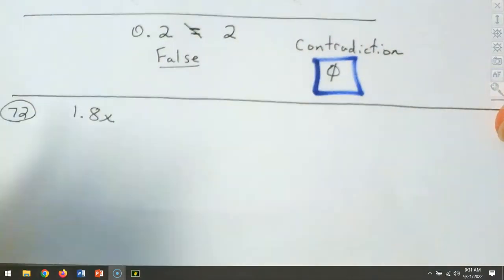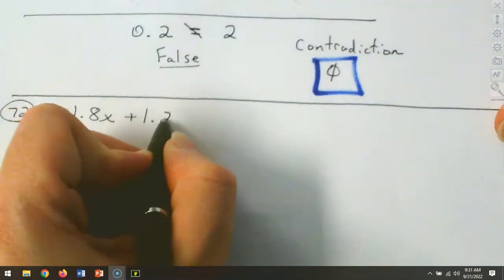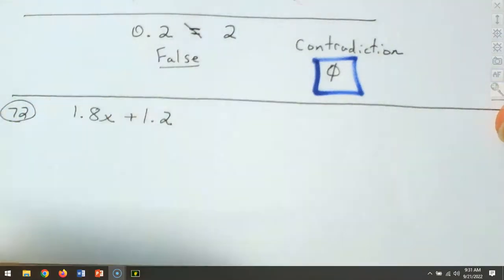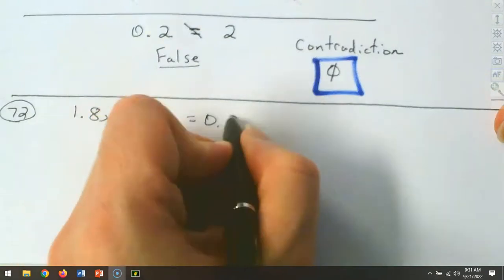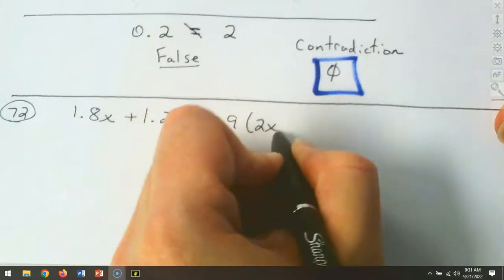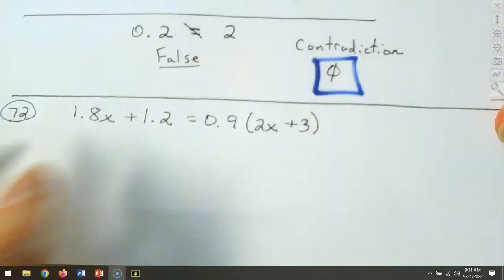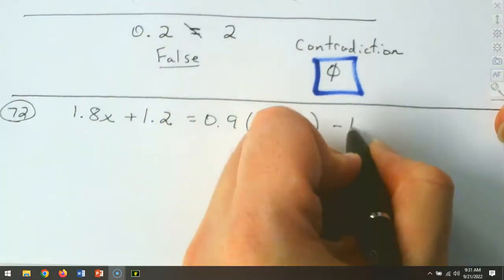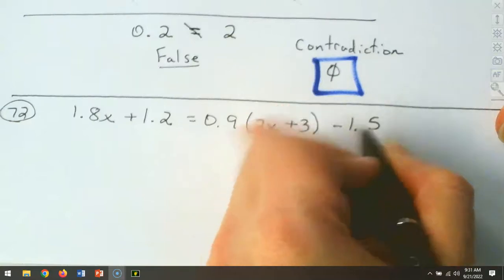1.8x plus 1.2 equals 0.9 times 2x plus 3 minus 1.5.